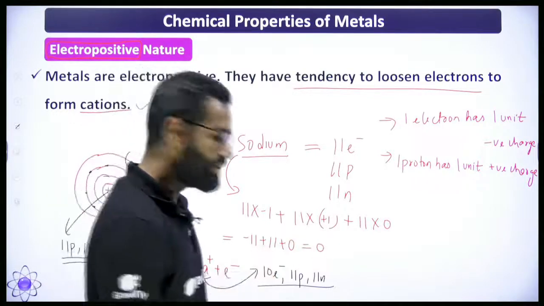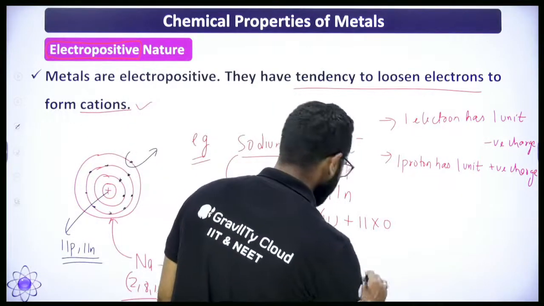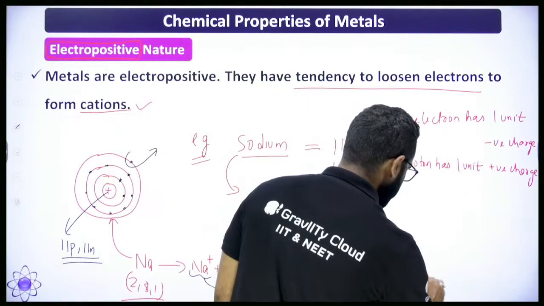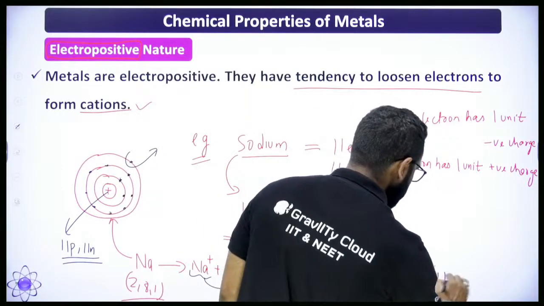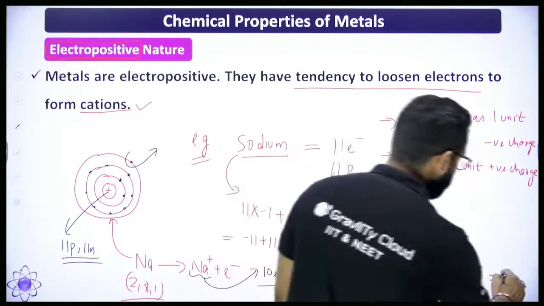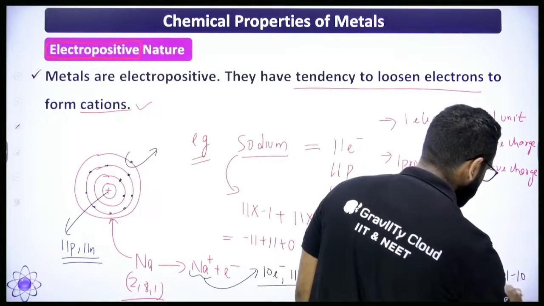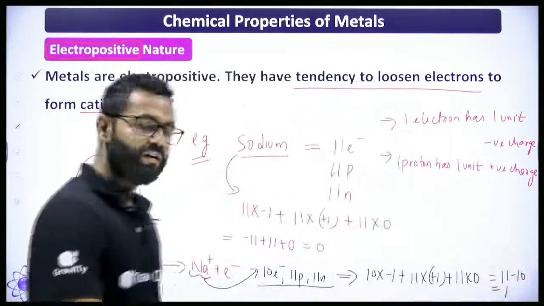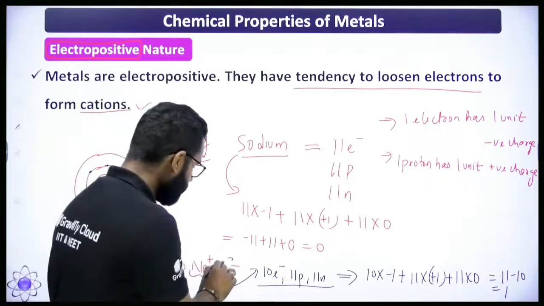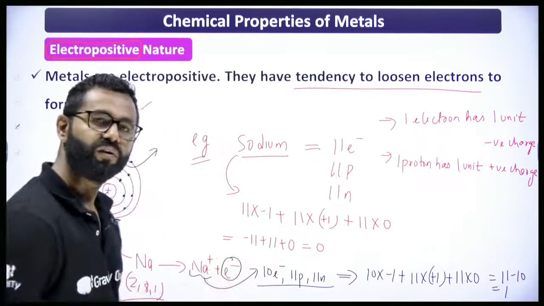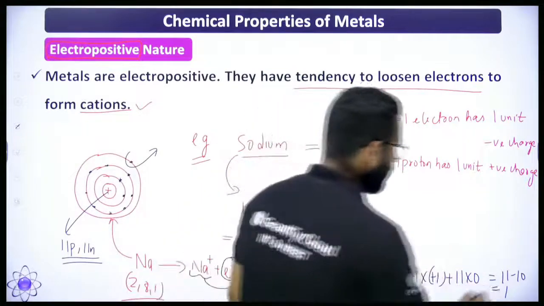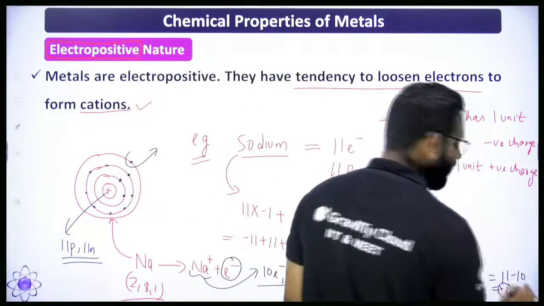So what is the total charge? Total charge will be equal to 10 into minus 1 plus 11 into plus 1, right? Plus 11 into 0, which is equal to what? Which is equal to 11 minus 10, which is equal to 1. That means when the sodium atom loses 1 electron, it will have plus 1 charge, right?